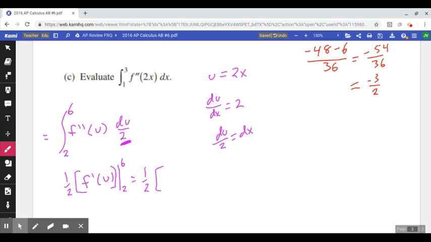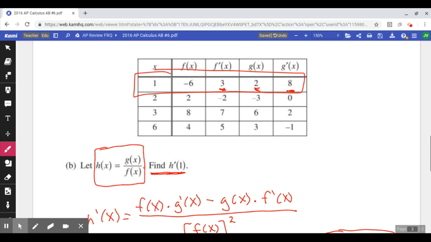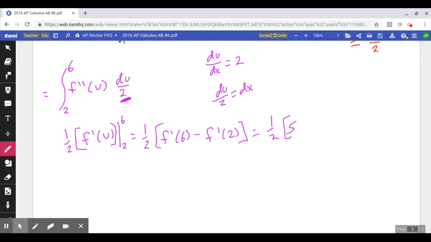Now to evaluate this, we'll evaluate f prime of u at 6 minus f prime evaluated at 2. So here's how I'll write that expression. F prime at 6 minus f prime at 2. It's your fundamental theorem of calculus right there. And if I continue this here, and I need to get my numerical answer, I need f prime at 6 and f prime at 2. So going back to the table, f prime at 6 is 5 minus f prime at 2.